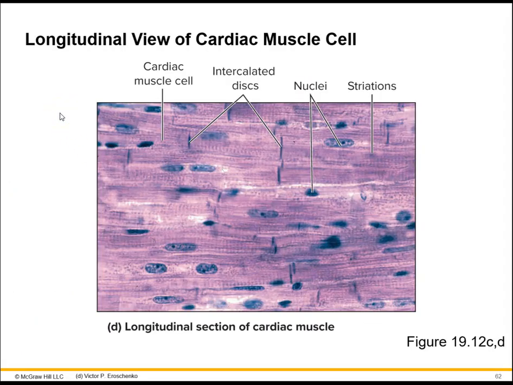Here's what cardiac muscle looks like under the microscope. Here are those intercalated discs that connect one adjoining cell to another. Here are nuclei. So this cell looks like it has two nuclei in it. This cell appears to have two nuclei as well. So they can have one or two nuclei. And then you can see here the striations throughout. And again, that's because of those repeating units called sarcomeres.